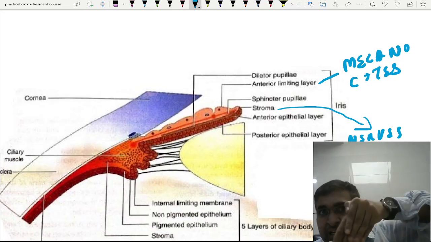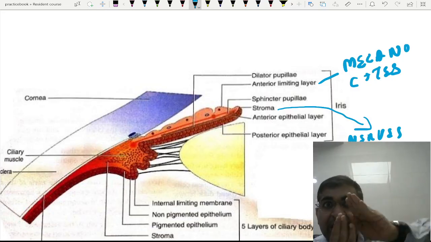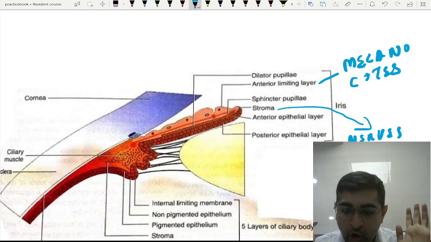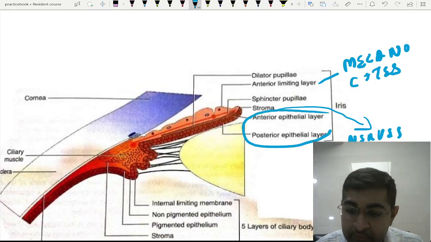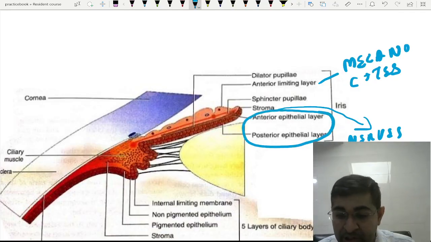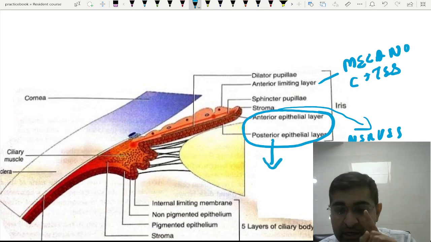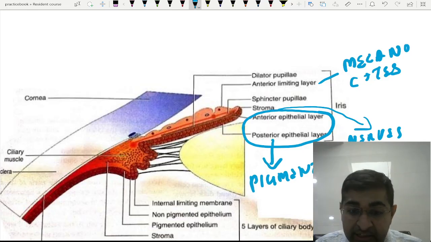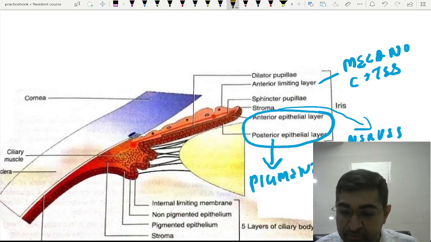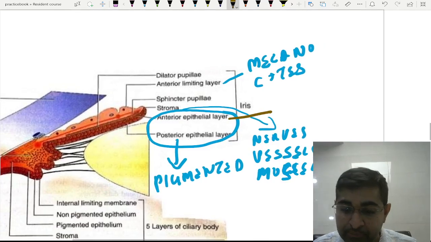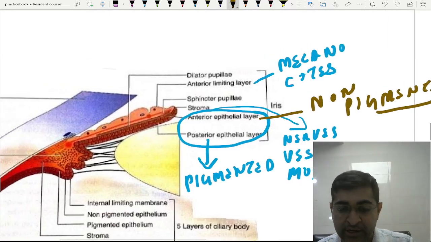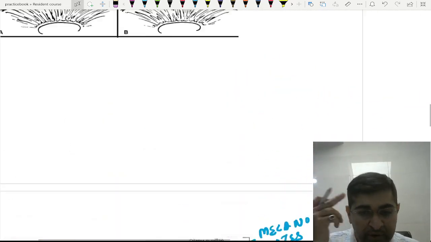So the posterior layer is the inner part of the optic cup, and the anterior layer is the outer part of the optic cup. These two are the epithelium layers. But remember, this posterior epithelial layer is pigmented, while the anterior epithelium layer, my dear boys and girls, is non-pigmented. Anterior is non-pigmented, right? Okay, now getting back.